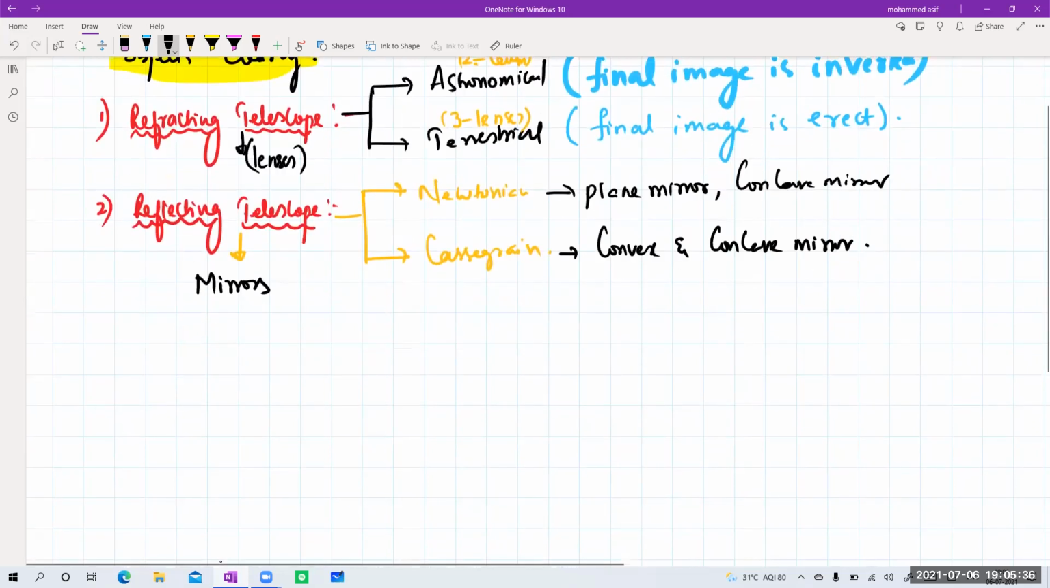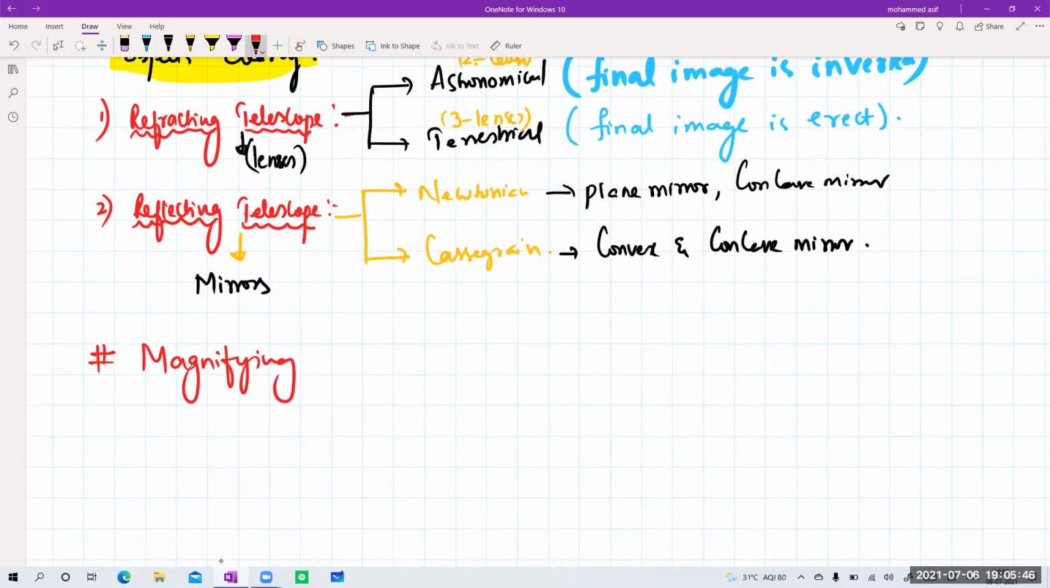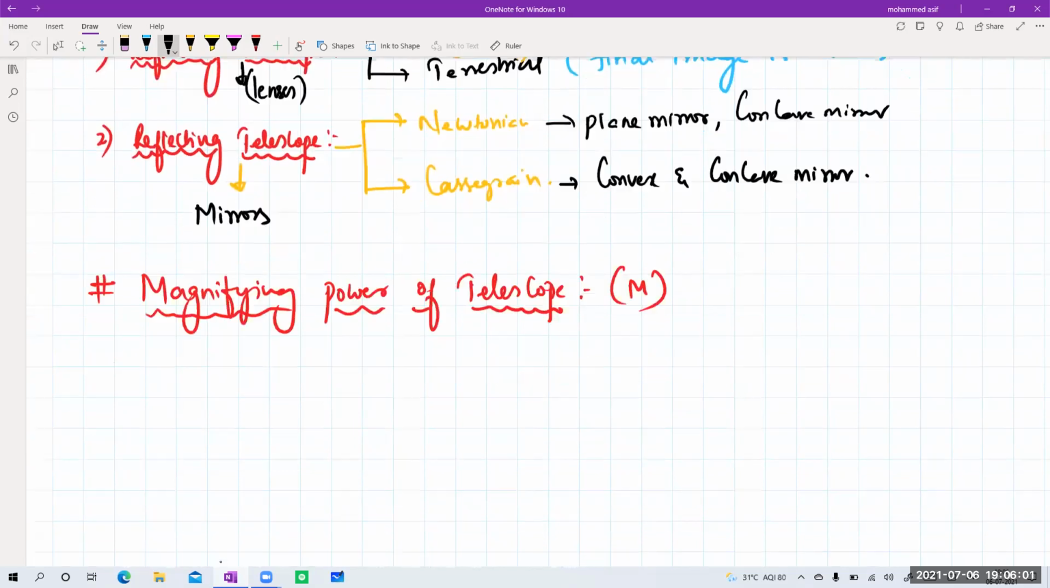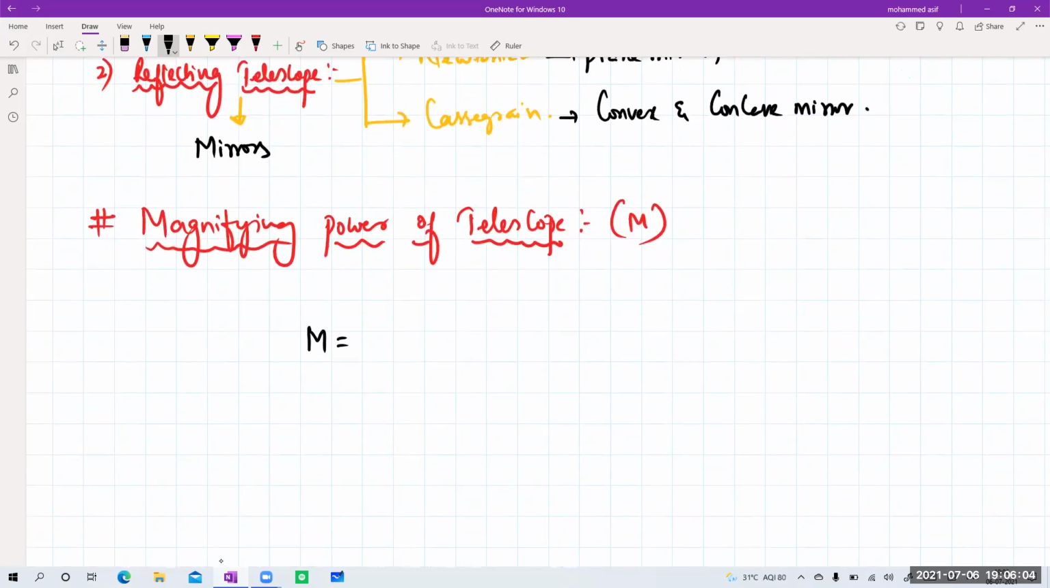Now, magnifying power, again the same. Can you tell me what will be the magnifying power of a telescope? Tell me what was the formula for the previous one. Capital M was equal to how much? Sriram, are you there? What is M? M is equal to beta by alpha.